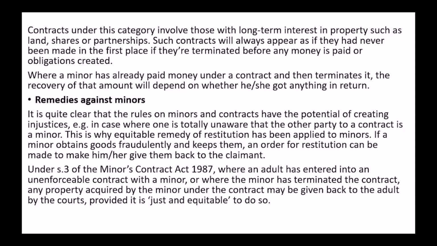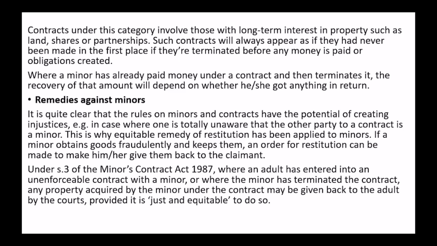It's quite clear that the rules on minors and contracts have the potential of creating injustices. For example, in a case where one is totally unaware that the other party to a contract is a minor. This is why the equitable remedy of restitution has been applied to minors. If a minor obtains goods fraudulently and keeps them, an order for restitution can be made to make him or her give them back to the claimant.